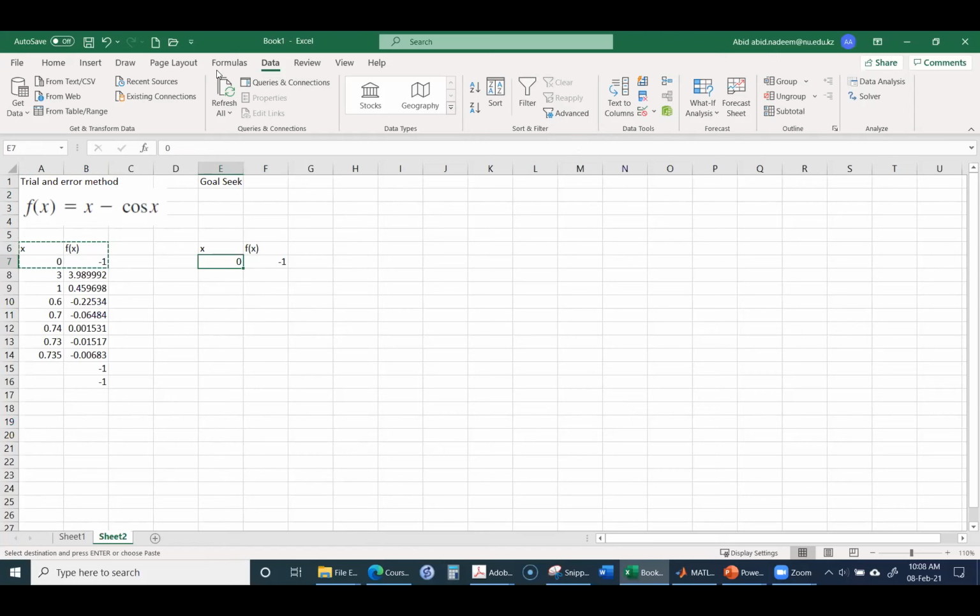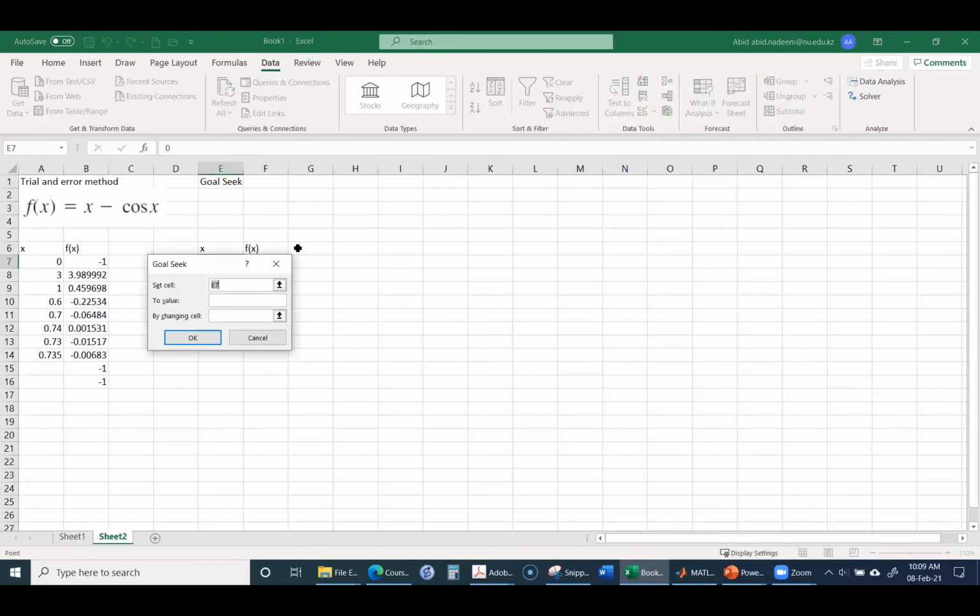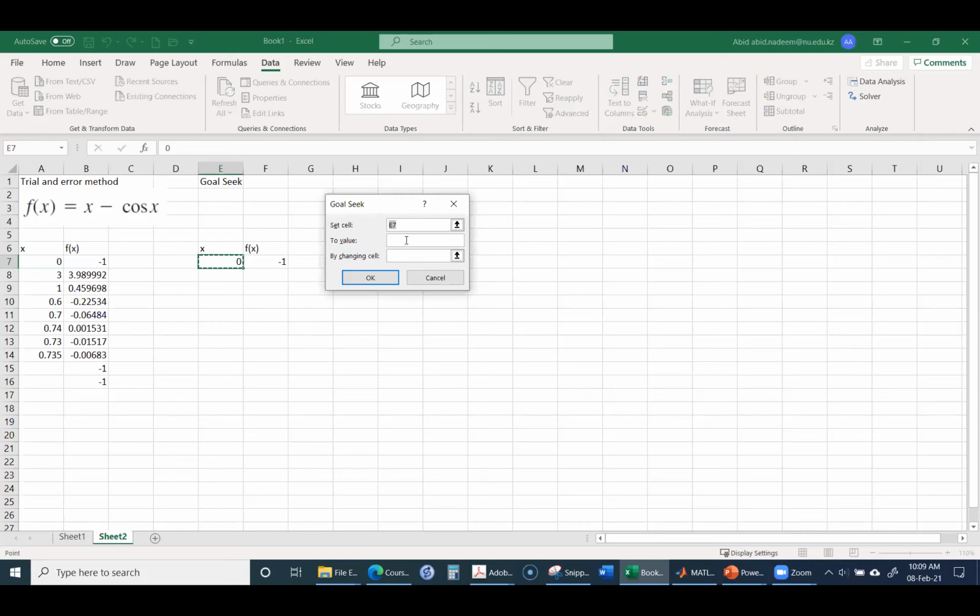What I can do is go to the Data tab, and in the Data tab you will have the forecast tools, and in the forecast tools you will have What-If Analysis, and under What-If Analysis you will have this Goal Seek function. It is a very small, simple dialog. In this case, the first value is to set the cell to value 0.